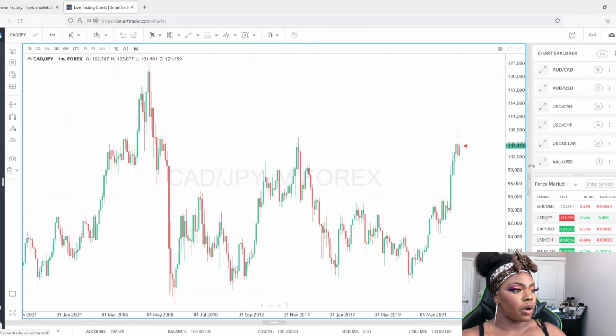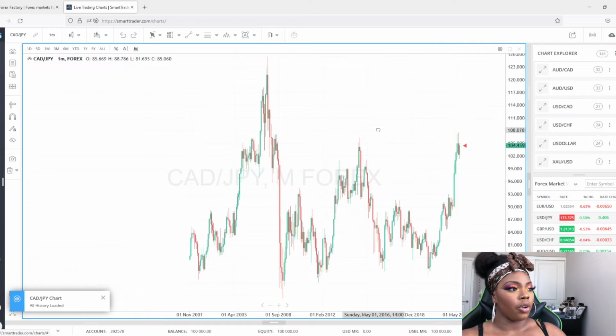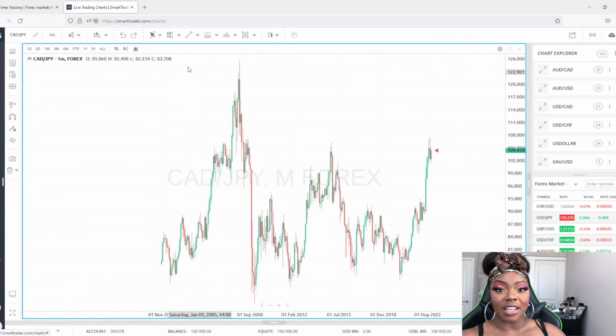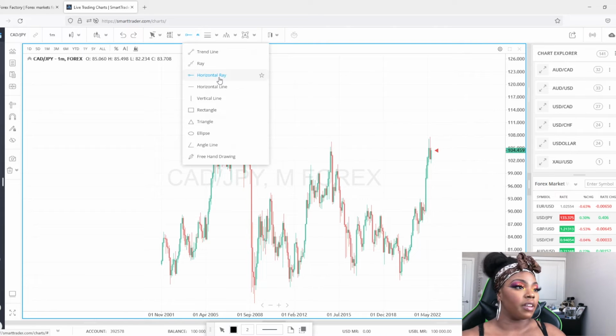I'm going to mark this one up before we look into whether we can take advantage of this pair or not. On my monthly time frame, I'm going to mark up all of my support and resistance zones. Same thing, moving down to the 4-hour time frame, and then we're going to place our trend line and see where we are in the fib sequence.